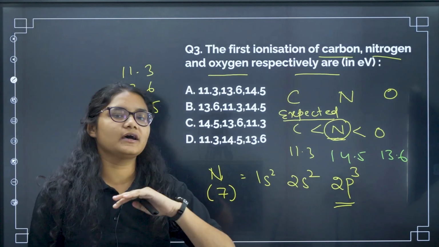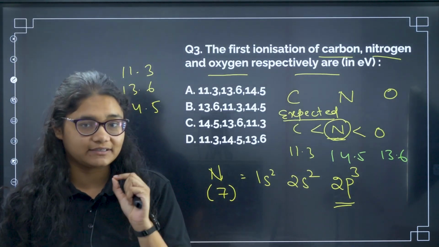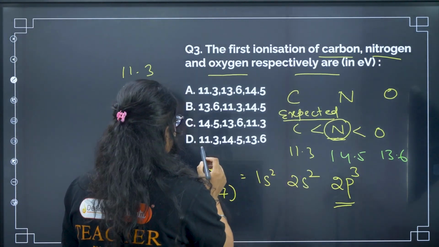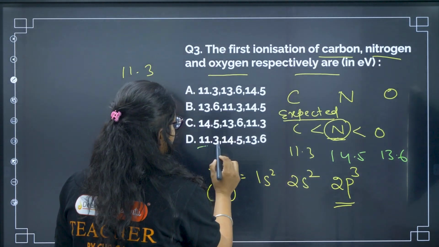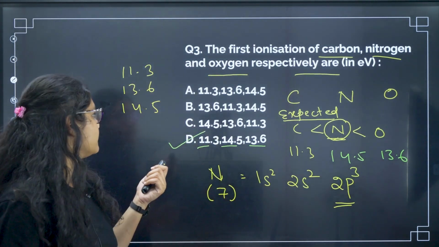Group 15 has a higher ionization enthalpy due to a very stable electronic configuration. So the correct answer for this question will be 11.3, 14.5 and 13.6. So the correct answer is option number D. Next.